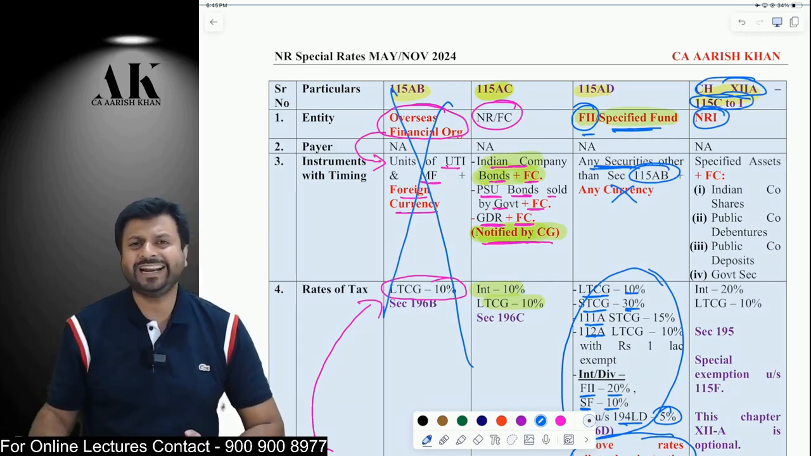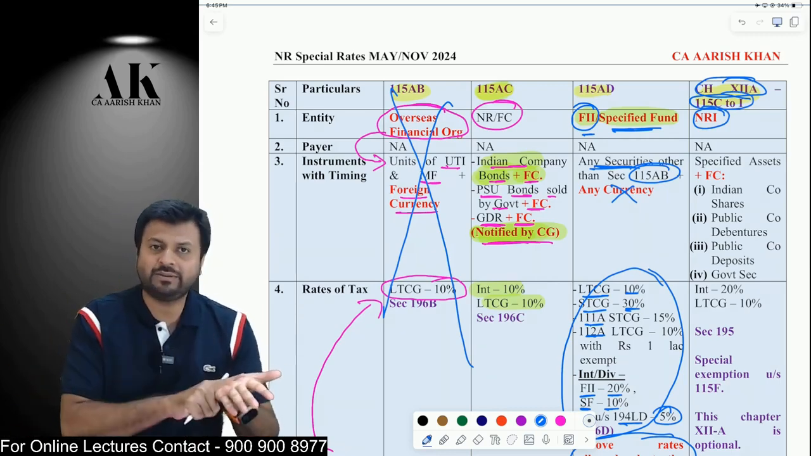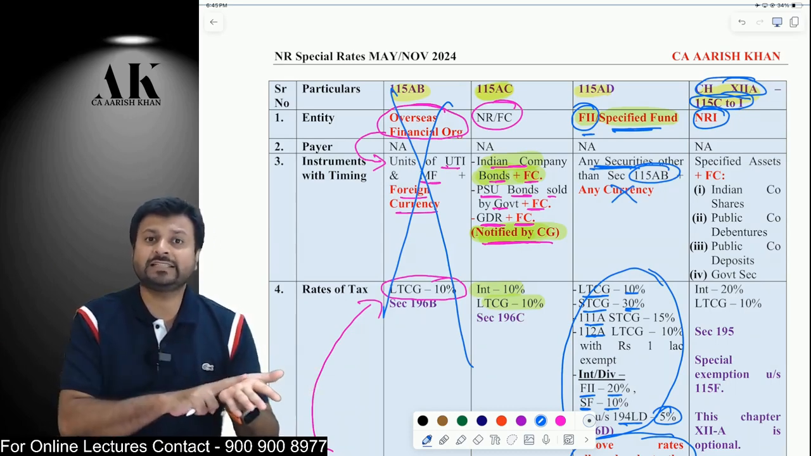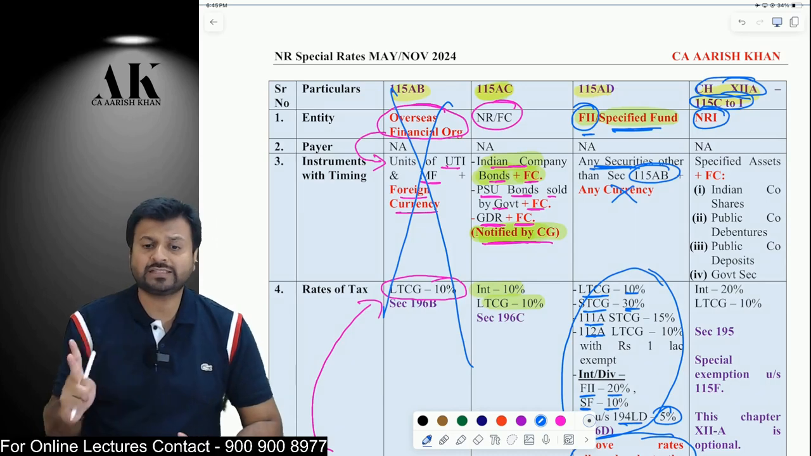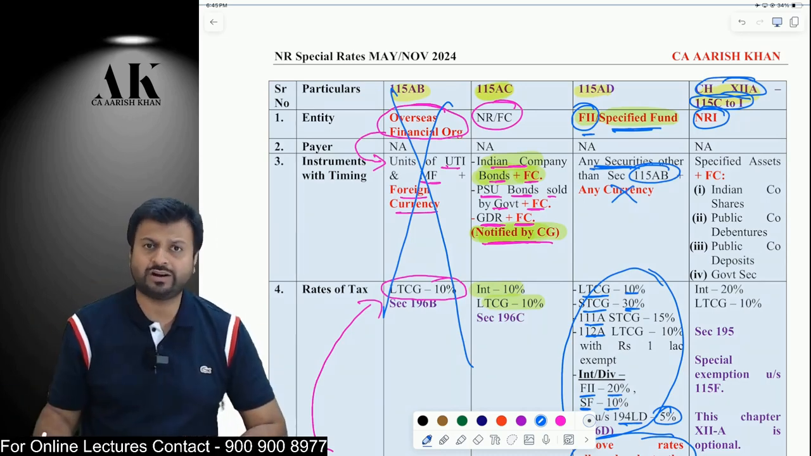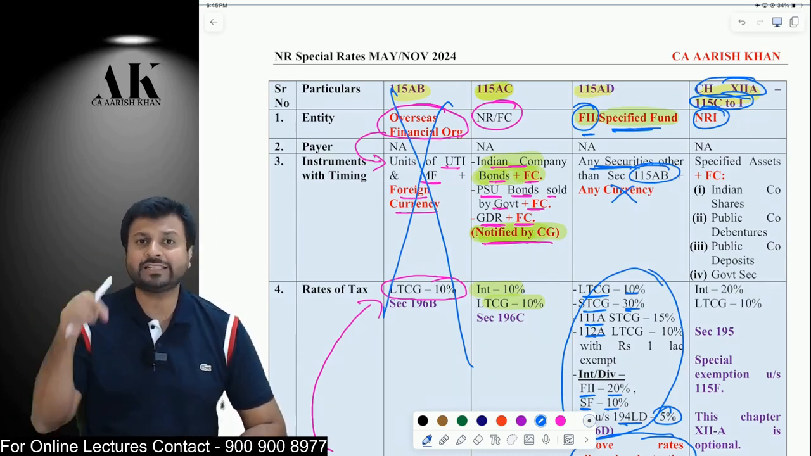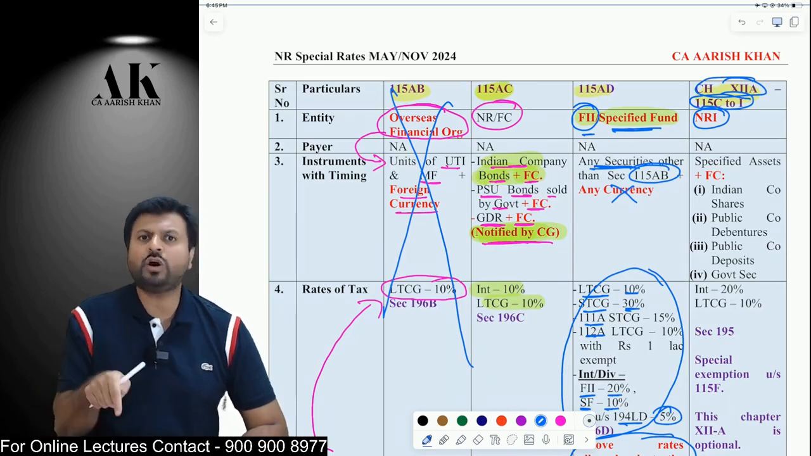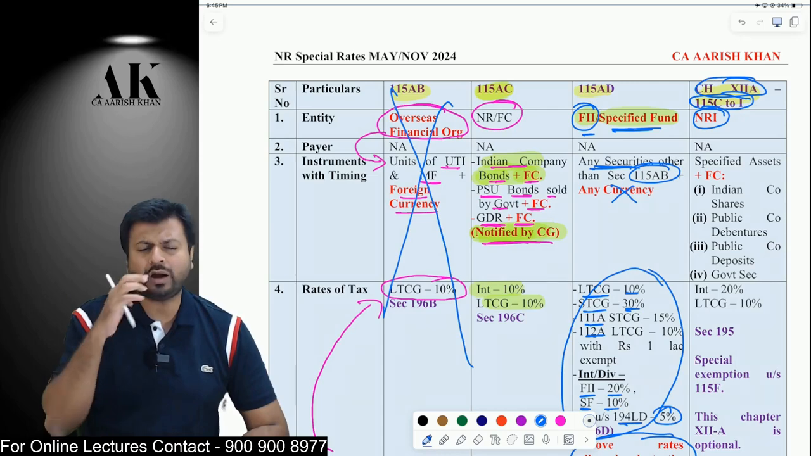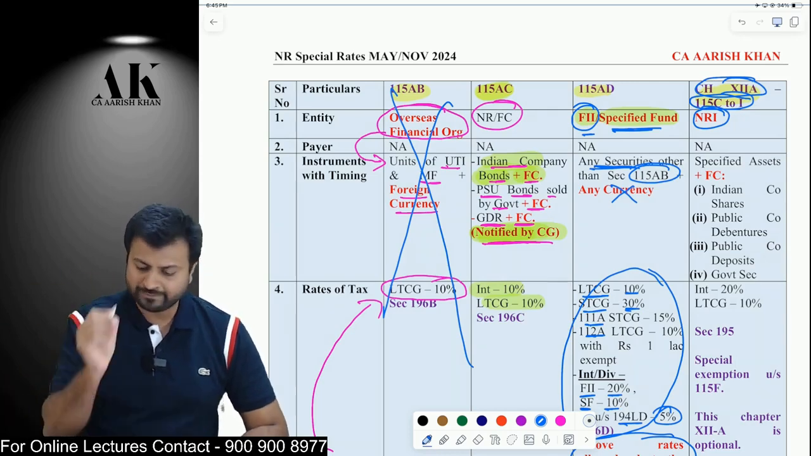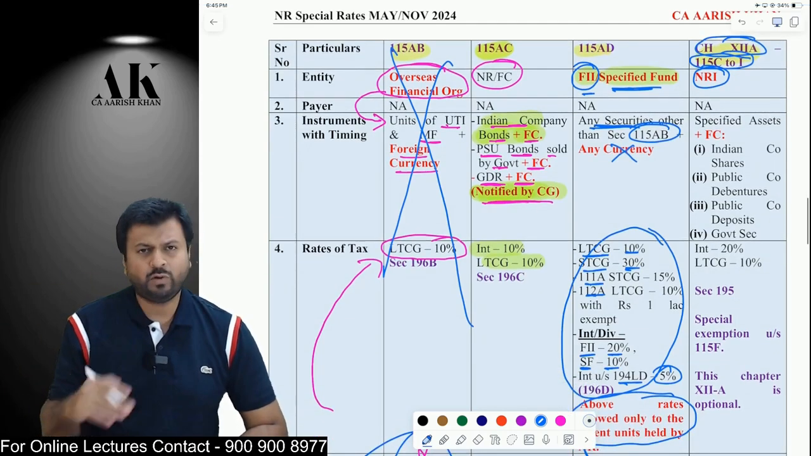Who are non-resident Indians? They are non-resident as per income tax law, plus they are either a citizen or a person of Indian origin. This chapter is an optional chapter for them. If they want to opt for it, they can opt. If they don't want to opt, they may not opt. It is their choice. Now, what are non-resident Indians supposed to buy?